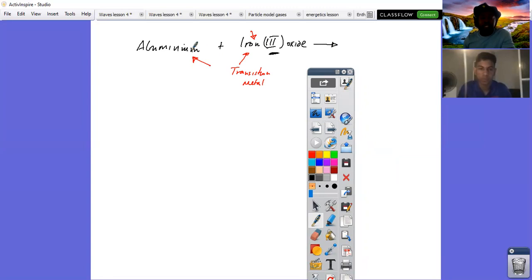Now, the key question to ask ourselves here is, would aluminium react with iron oxide? To answer that question, this is where knowledge of the periodic table becomes important. So we need to ask ourselves, is aluminium more reactive than iron in the periodic table?